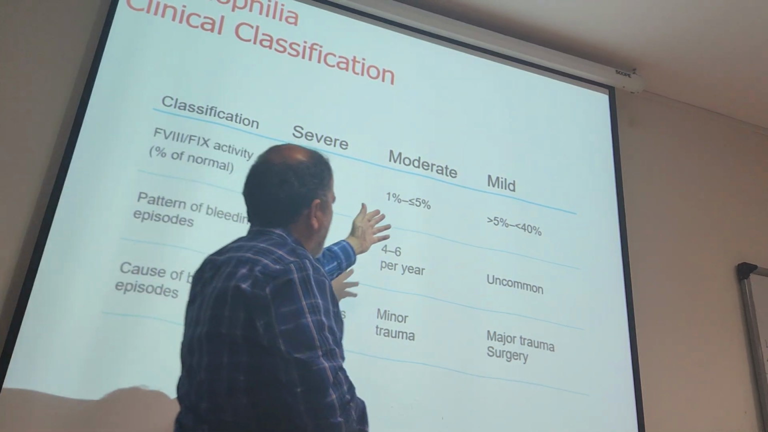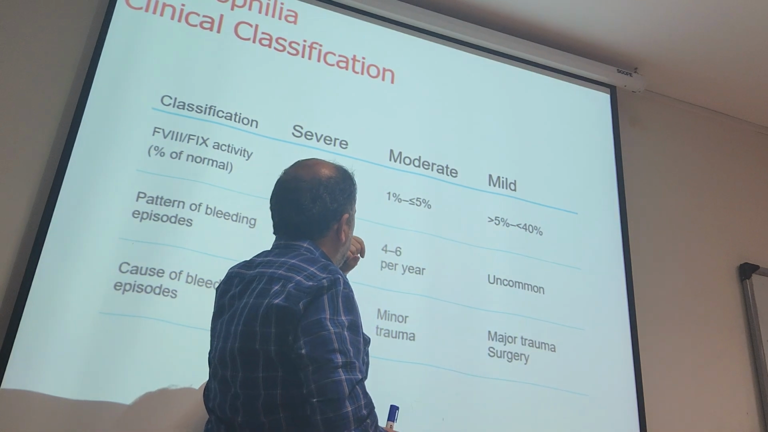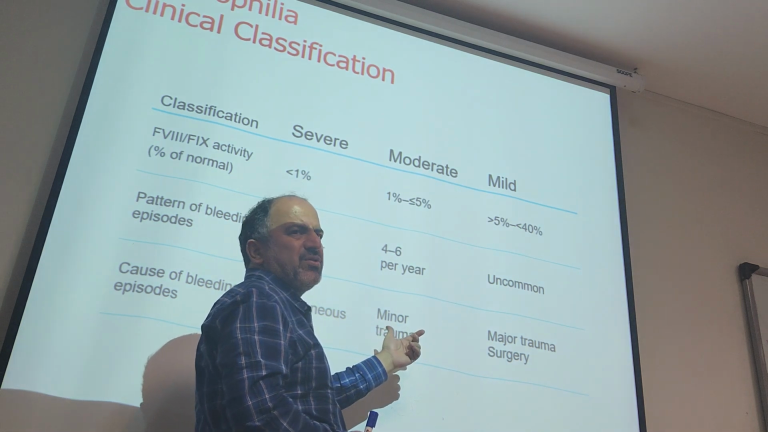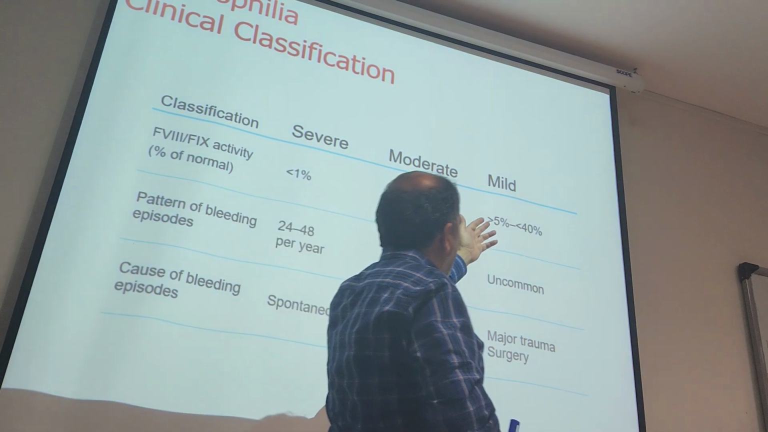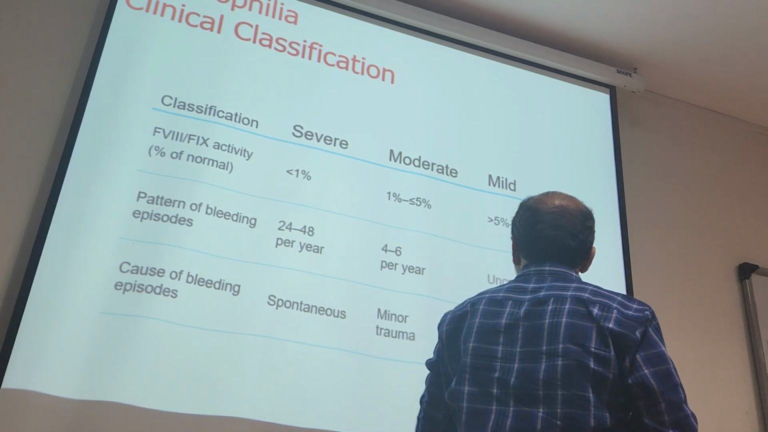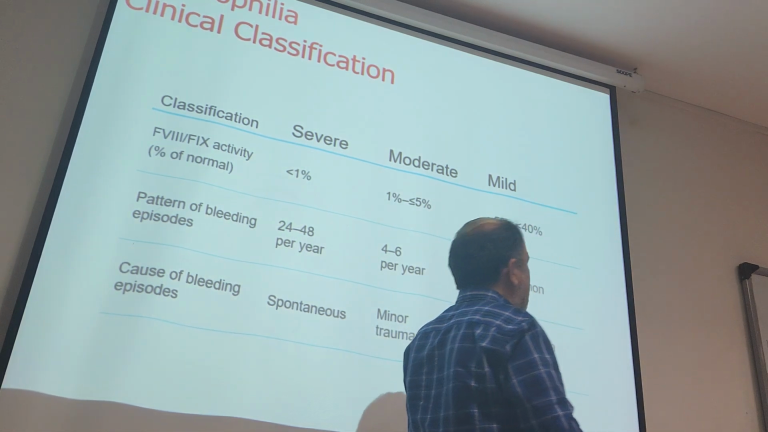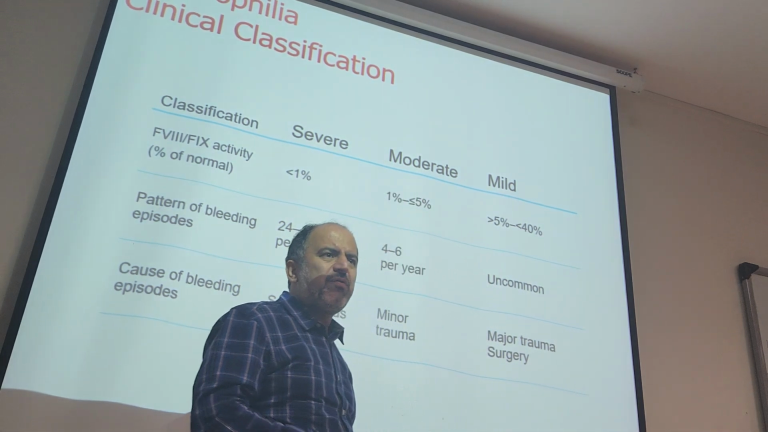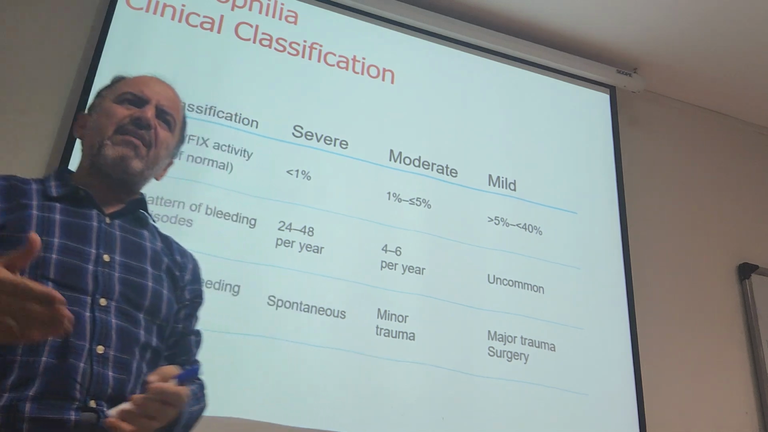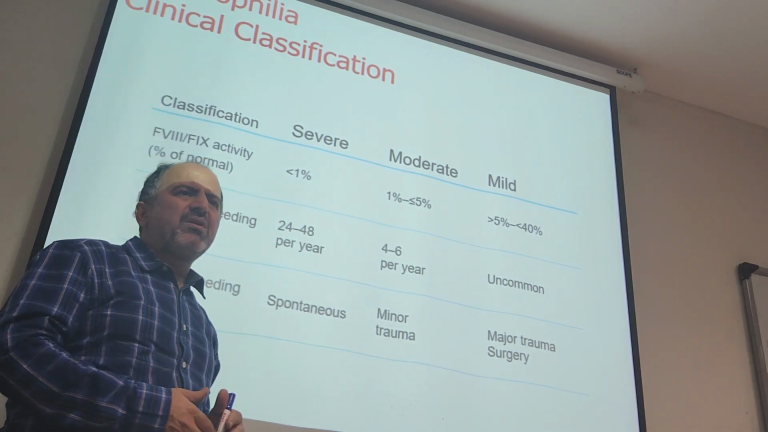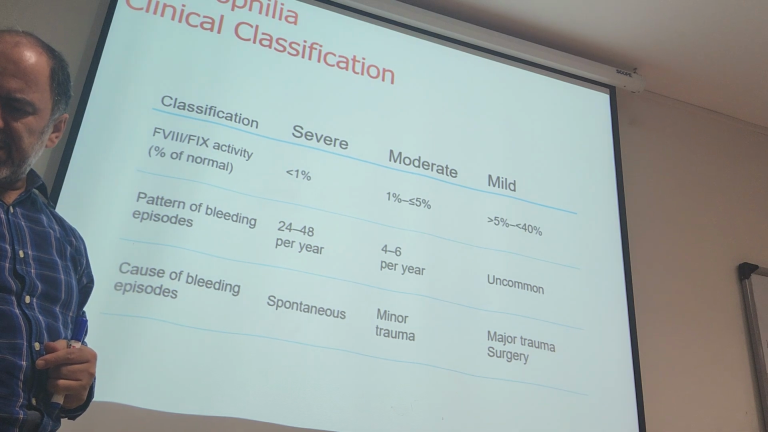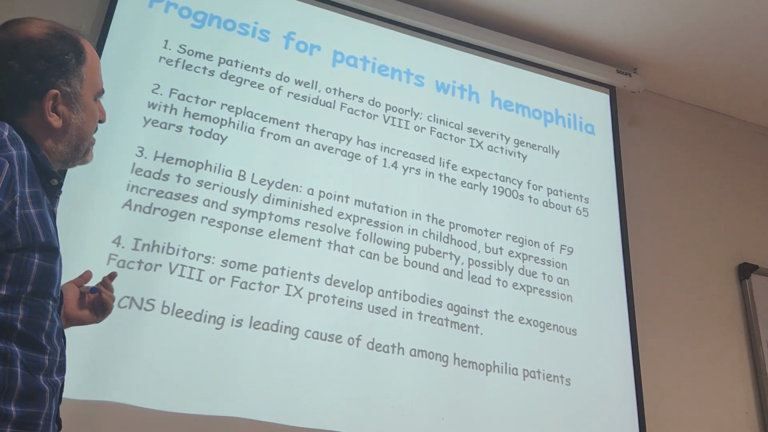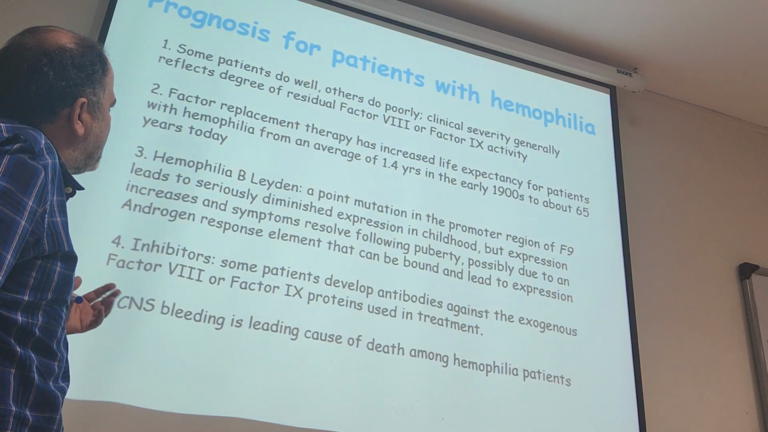In the moderate form they have 1 to 5% activity, 4 to 6 bleeds per year. After a minor trauma, they will bleed. The mild one, between 5 to 40% activity, bleeding is not usual. After major trauma, for example a car accident, or maybe after surgery, they will show bleeding for the first time. We have to give them factor 7 to prevent death of this kind of patient. The prognosis sometimes goes well, depending on the severity of the disorder, sometimes it is poor.